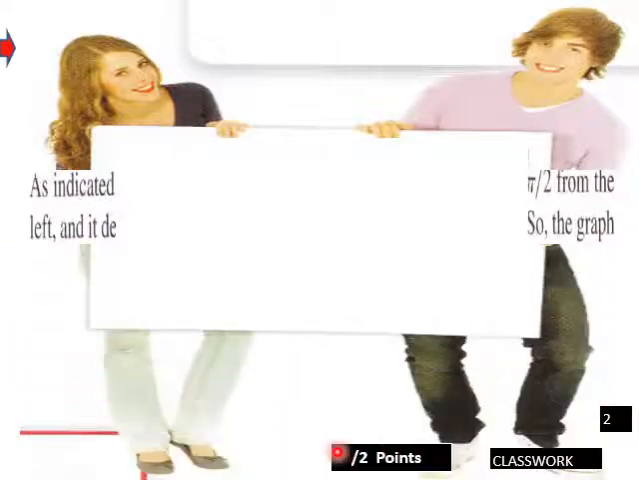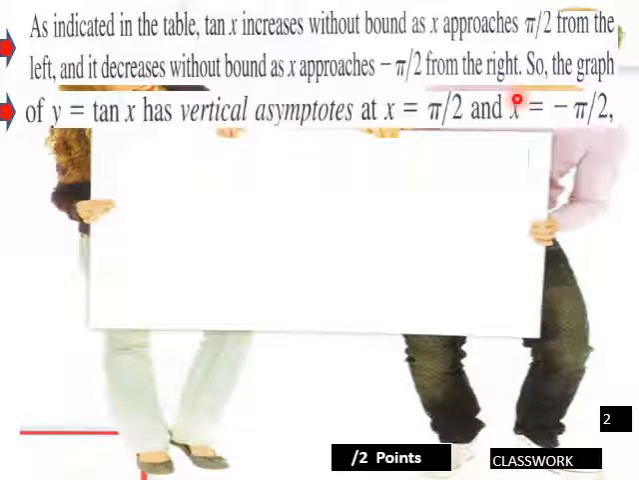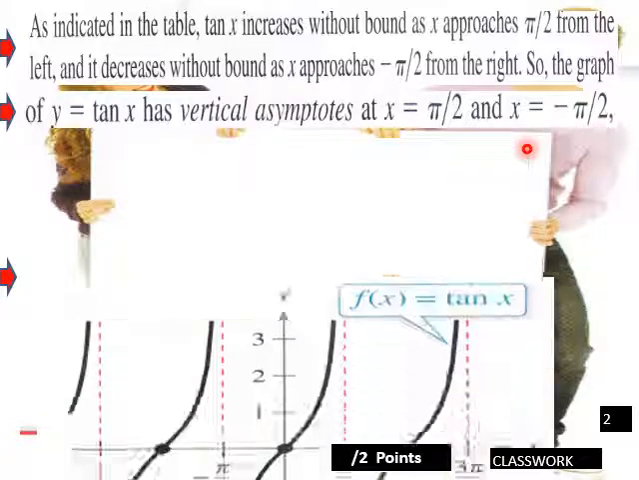So, as indicated in the table, tan x increases without bound as x approaches pi over 2 from the left and decreases without bound as x approaches negative pi over 2 from the right. So the graph of y equals tan x has vertical asymptotes at x equals pi over 2 and x equals negative pi over 2.